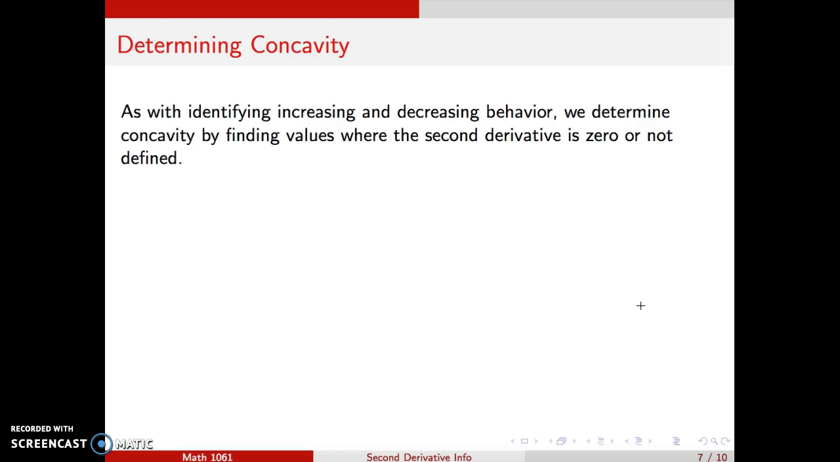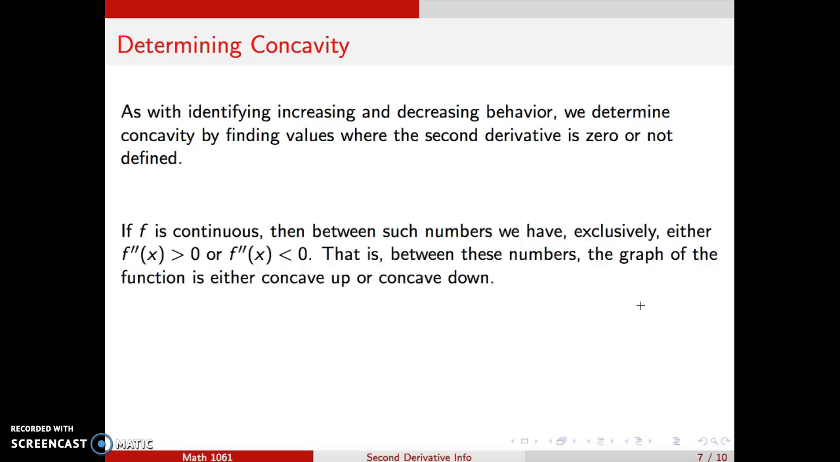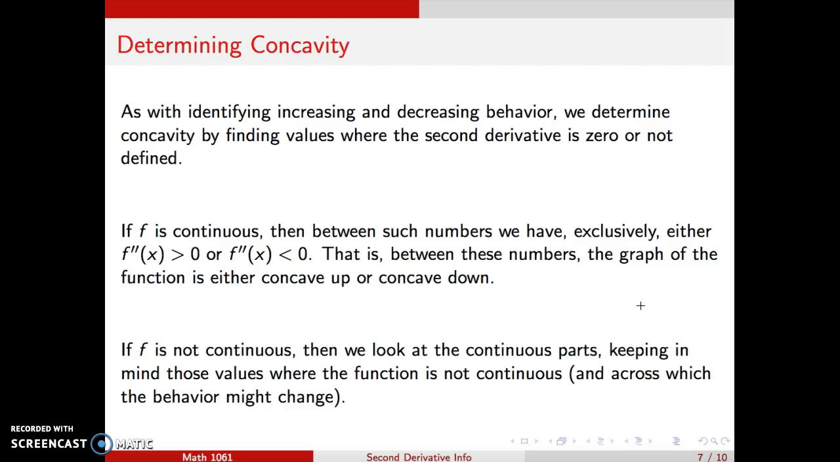For increasing and decreasing, we looked at where the first derivative is 0 or not defined. So now we're looking at the second derivative. If it's continuous, then between those numbers the second derivative is either exclusively positive or exclusively negative. So in between those numbers, the graph is either concave up or concave down. And if it's not continuous, you just look at the continuous parts, keeping in mind that where the continuity fails, we might have a point to keep in mind, because across that the behavior might change.